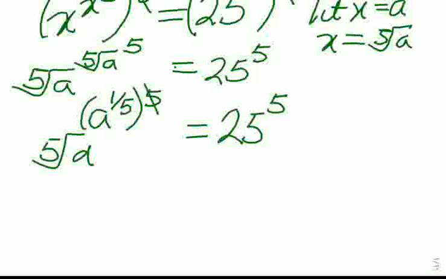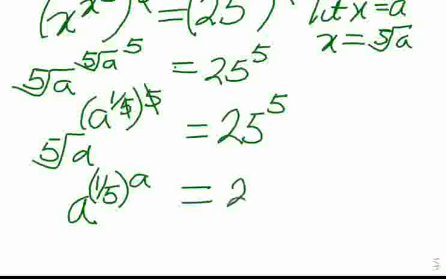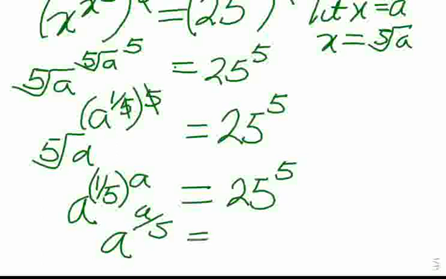So from here, this can cancel this. So what do we have left? The fifth root of a raised to power a is left. Now this fifth root of a again, I want to write it as a raised to power 1 over 5. This multiplies this power a that is left. And this equals 25 raised to power 5. So what do you have left from here? We would have a raised to power a over 5 equals 25 raised to power 5.